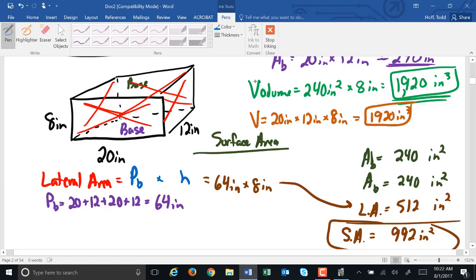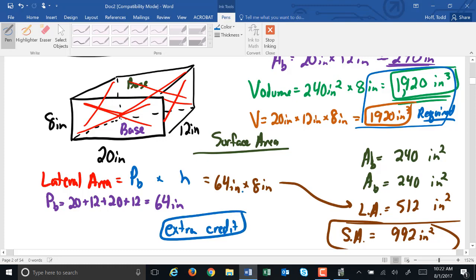Now on this test, calculating the volume will be required. Finding the surface area will be extra credit. There will be 4 surface areas on here, all 4 of them will be extra credit. So it's very, very possible to get above 100% on this test. And I have had several students do it through the years.